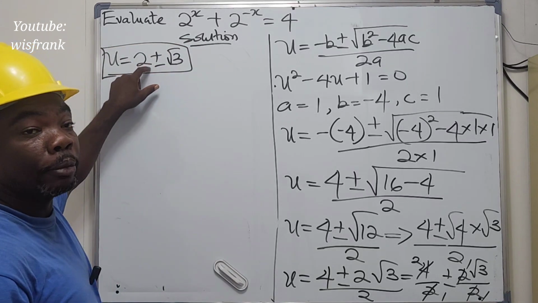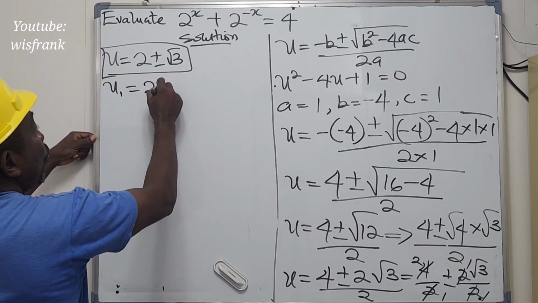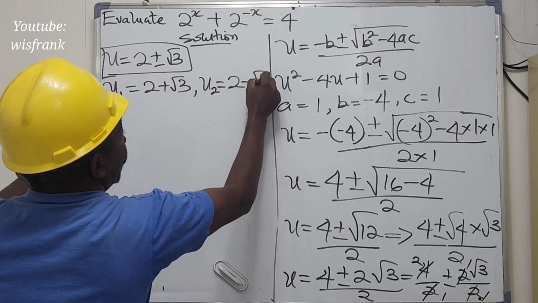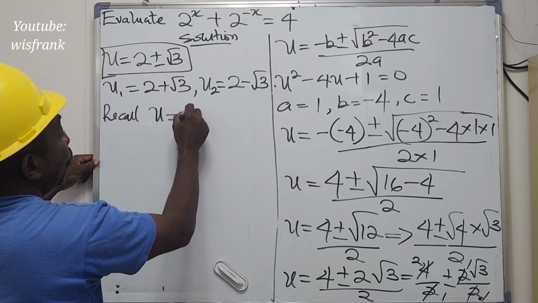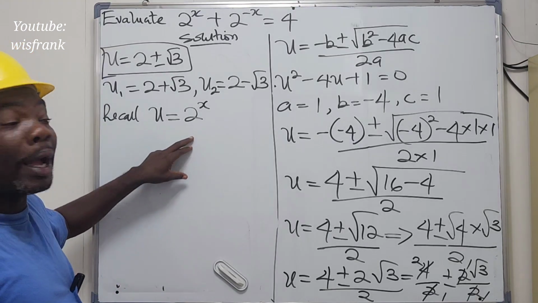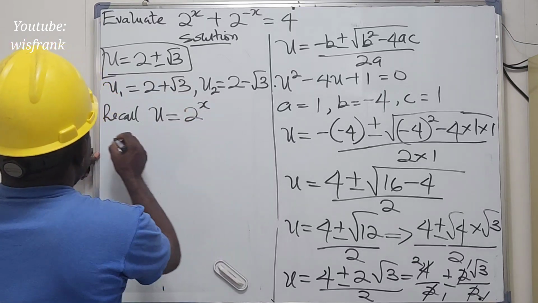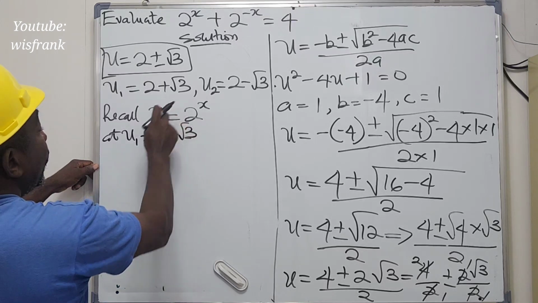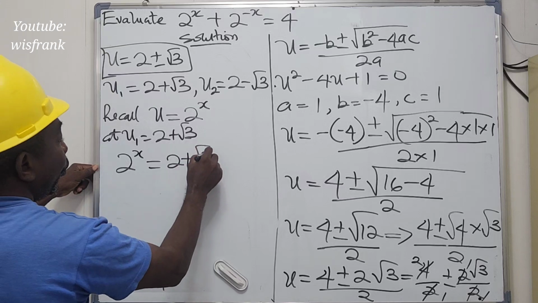And we have two solutions from here because it is plus or minus, where u1 equals 2 plus root 3 and u2 equals 2 minus root 3. And we recall we said u equals 2 to the power of x. So we are going to substitute the value of each of these u1 and u2. At u1 equals 2 plus root 3, here will become 2 to the power of x equals 2 plus root 3.